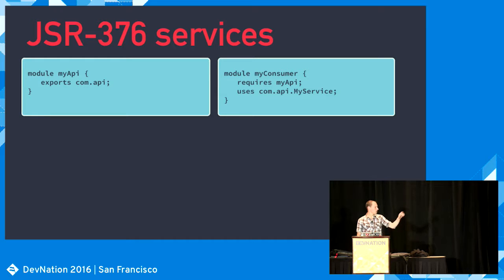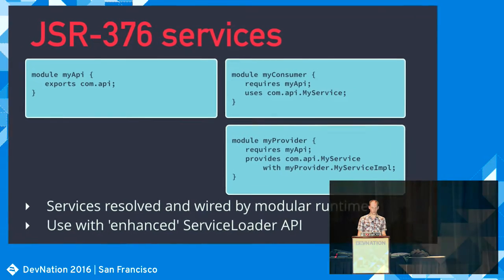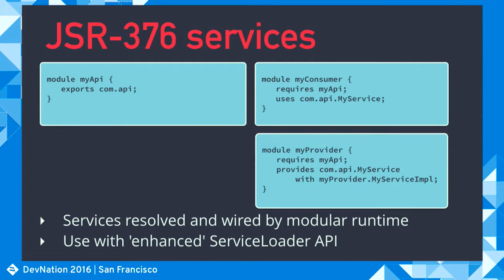But there's also an additional statement here, which says uses API myService. And this expresses to the module system that I'm interested in any instances of the interface API myService. Now, of course, we also need a provider. And again, the provider needs to require the API module because it contains the interface, and the provider needs to implement the interface. And then there's another statement in the module info which says, okay, this module provides an implementation of API myService with myProvider myServiceImpl.